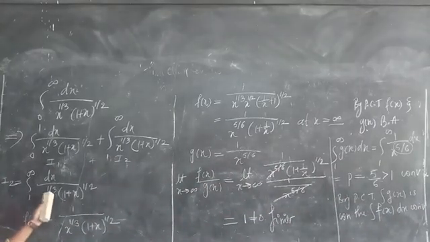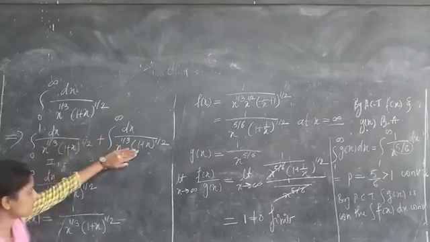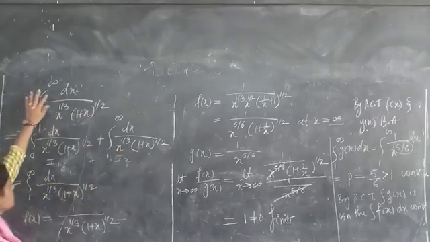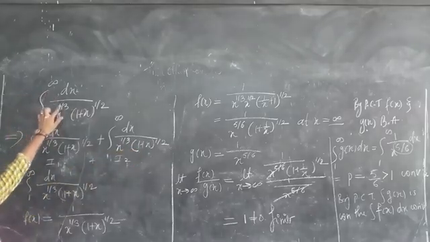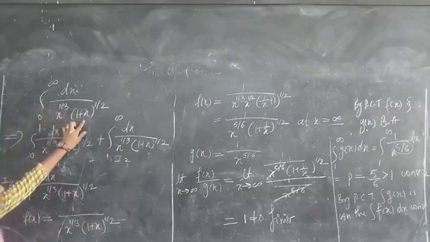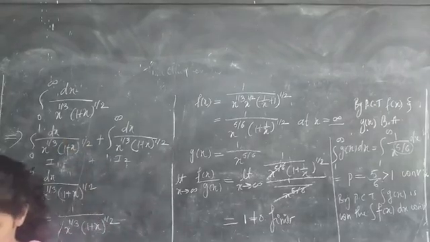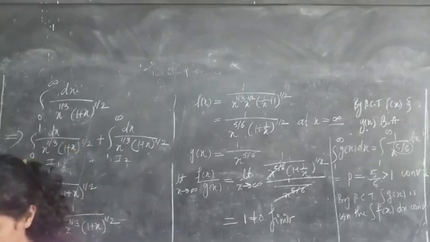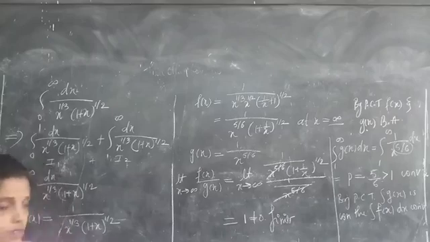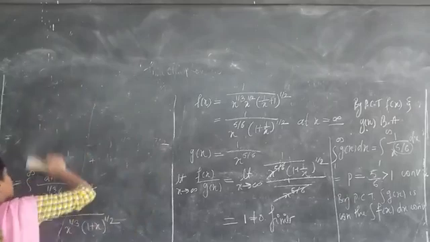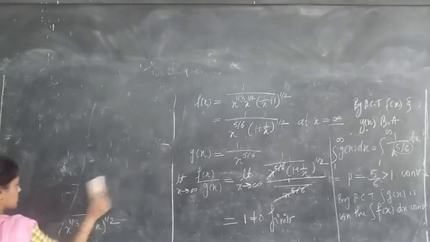So this given integral is also convergent. It means the given integral from 0 to infinity of dx divided by x to the power 1 divided by 3 times (1 plus x to the power 1 divided by 2) is also convergent. Okay. It is a very important example. At least one example of this type they will give for 5 marks.